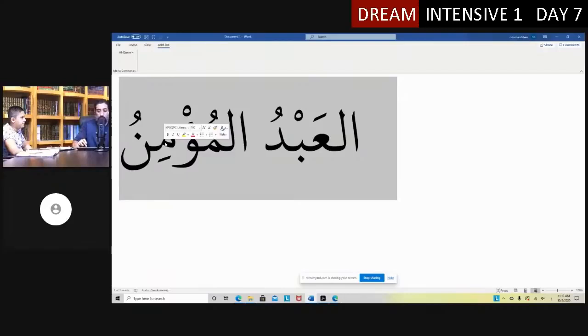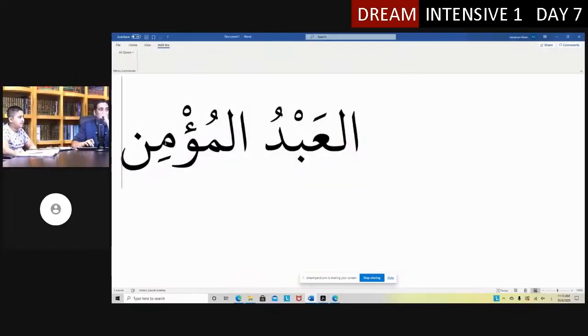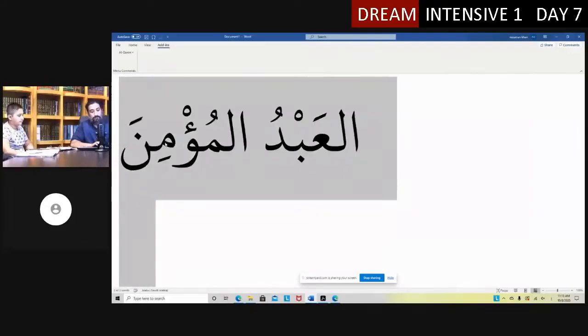If one of them was off, if I said al-abdul mu'mina, it's some other Arabic, I don't know, but it's not an adjective. It can't be an adjective. Make sense?